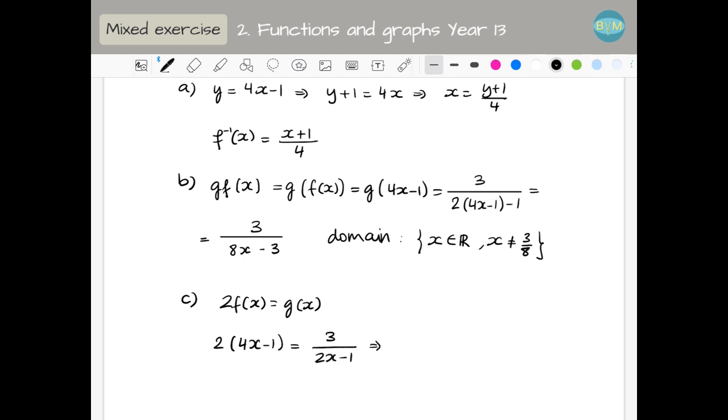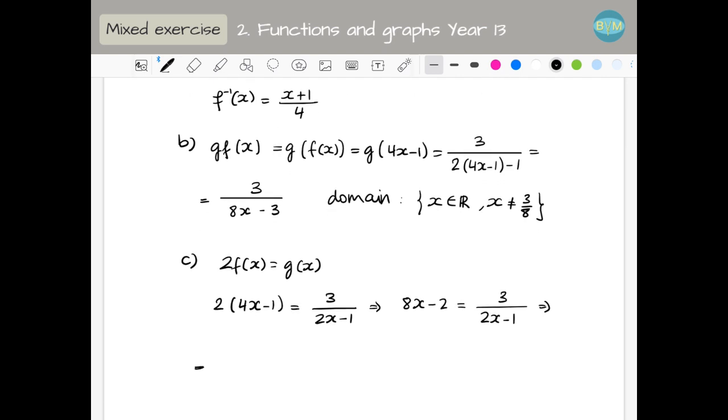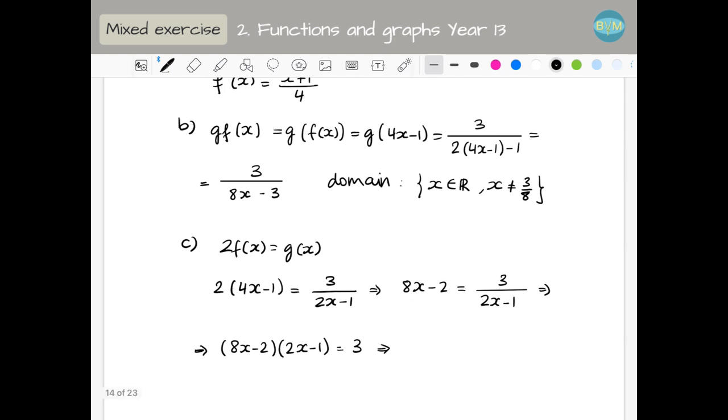We are going to expand the first bracket, so we have 8x minus 2 equal to 3 over (2x minus 1). We are going to multiply everything by 2x minus 1. So we have (8x minus 2)(2x minus 1) equal to 3. We are going to expand the double bracket. So we have 8 times 2, 16x squared, minus 8x, minus 2 times 2x is 4x, minus 2 times minus 1 is positive 2, equal to 3.